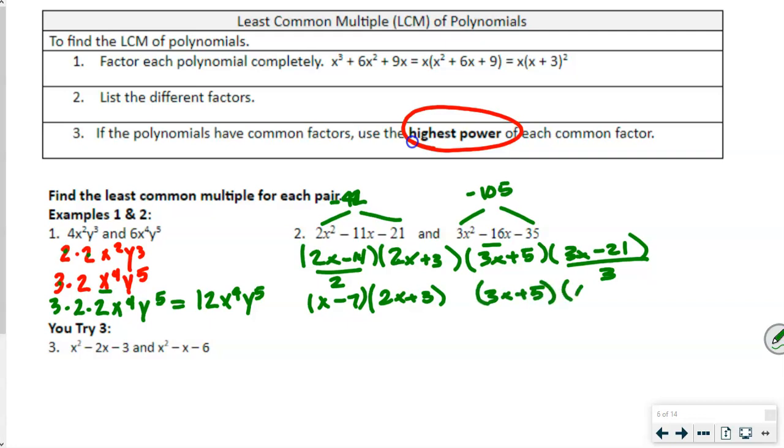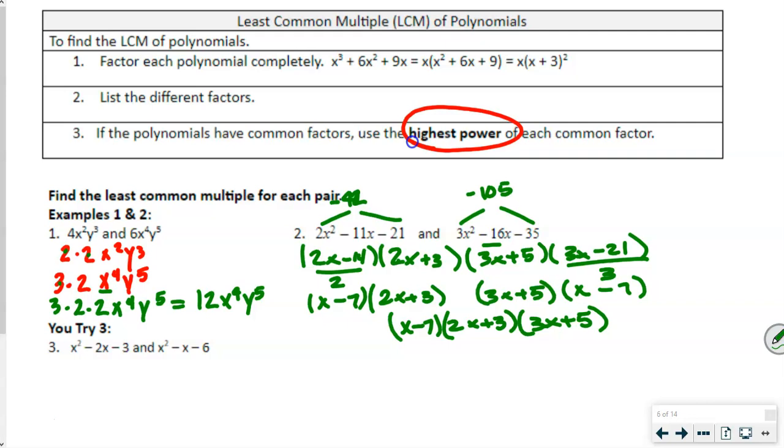And this is going to be my x minus 7 again. So we don't have to write the repeated factor twice. We only have to write it once. So again, to find our least common multiple, we're going to have our x minus 7, then our 2x plus 3, and then our 3x plus 5. And those three would be our least common multiple for that pair of polynomials, okay?